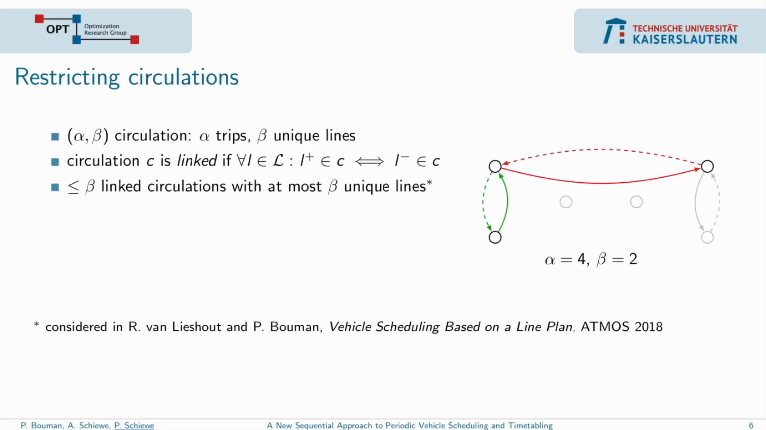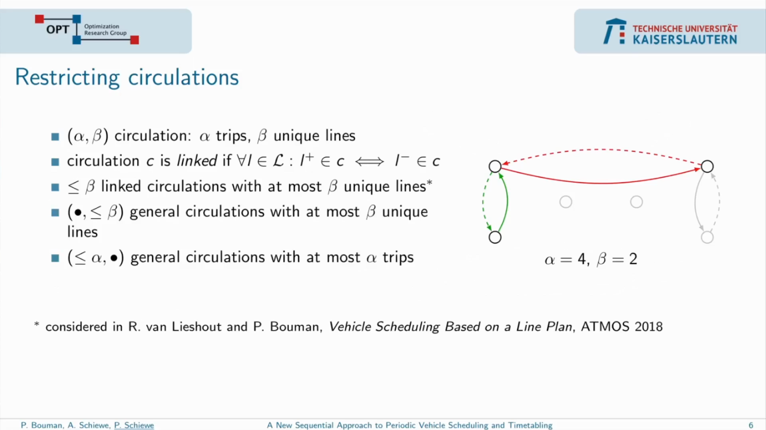This concept or restrictions of the circulations was already considered in an ATMOS paper in 2018 by Rolf van Lieshout and Paul Baumann. But what we are now doing is we are adding 2 more kinds of circulations: general circulations, which is circulations which do not have to be linked. First of all, smaller beta circulations, which is general circulations containing at most beta unique lines, and smaller alpha circulations, which are general circulations containing at most alpha trips.